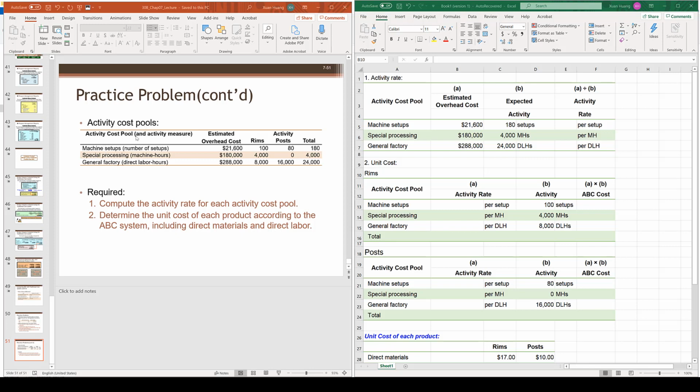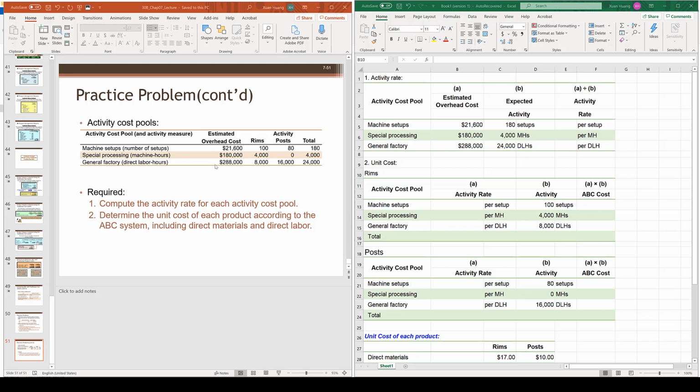Activity cost pools and activity measures have been determined. For first stage allocation, we already know the estimated overhead cost assigned to each activity cost pool. We only need to calculate step 3, activity rates for cost pools, and then step 4, assign costs to cost objects using second stage allocation. Let's first take a look at question 1.